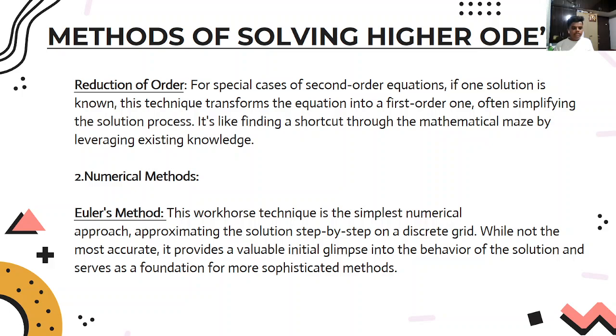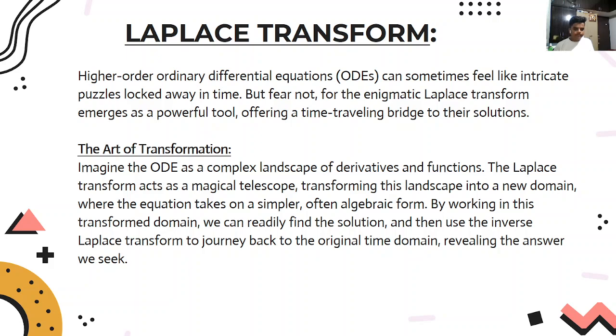The second one is numerical methods. Numerical methods include Euler's method. This workhorse technique is the simplest numerical approach, approximating the solution step by step on a discrete grid. While not the most accurate, it provides a valuable initial glimpse into the behavior of the solution and serves as a foundation for more sophisticated methods.